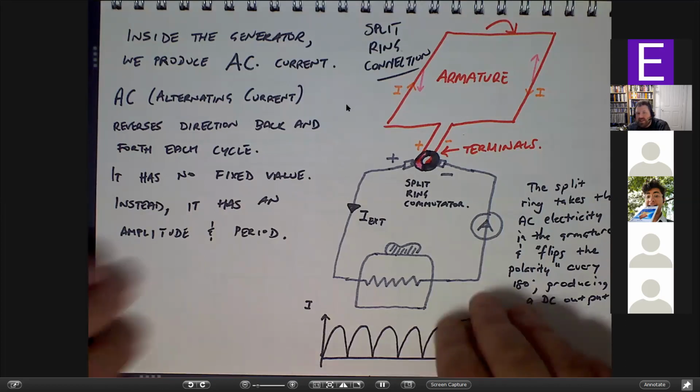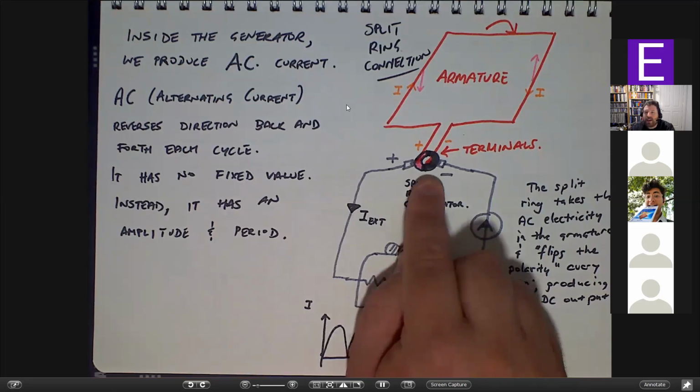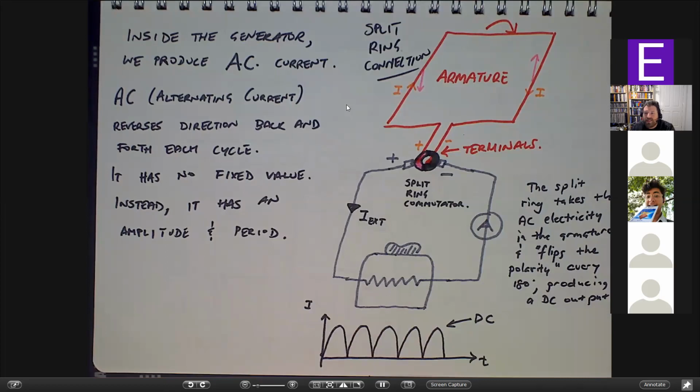So this is the way we connect if what we want out is DC electricity. You could imagine if you wanted to run a computer, you would want DC electricity for that. So you would use a split ring commutator here if you had a little generator running your computer. Obviously you don't use mains electricity, but let's say we did.